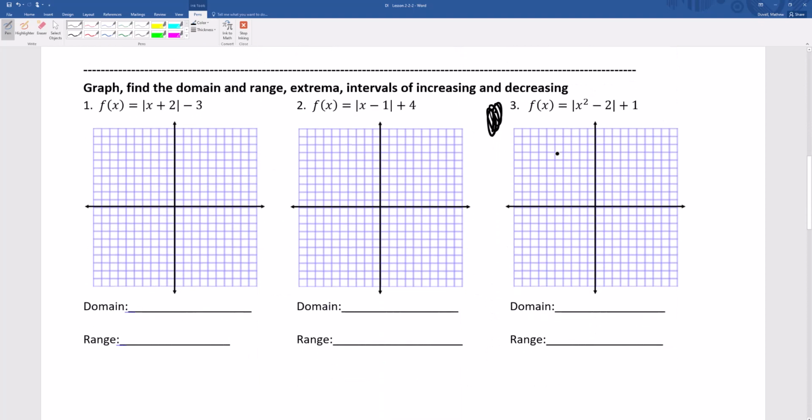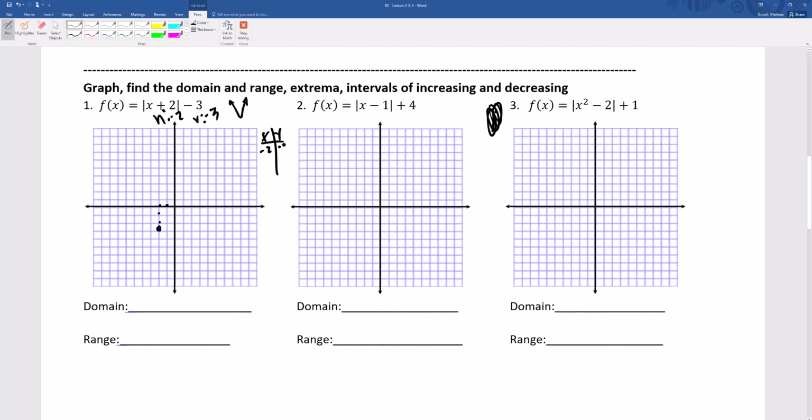All right. So it says find our graph and find the domain and range, extrema, and intervals of increasing and decreasing. So remember, it's our absolute value function. It has a horizontal shift of -2 and a vertical shift of -3. But we're going to try and make these a little bit more accurate. So we can create our XY table to plug in values.